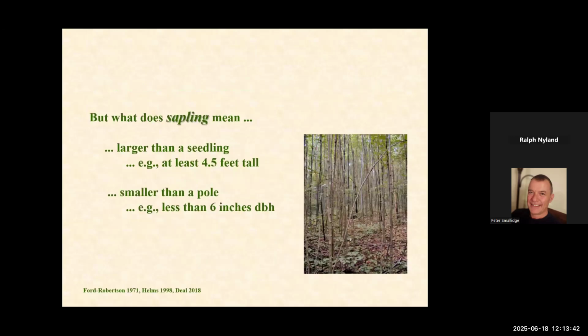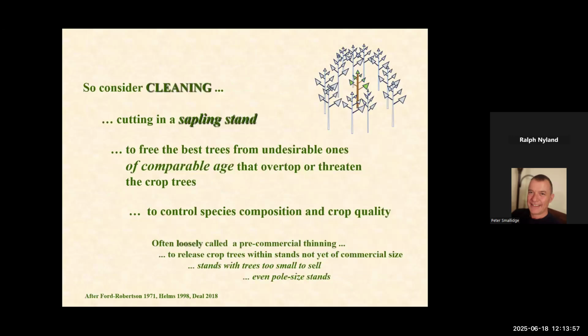Now, what does a sapling mean? It means by definition larger than a seedling, so at least 4.5 feet tall, but smaller than a pole, so less than 6 inches in diameter. So cleaning cuts in the sapling stand free the best trees from undesirable ones of comparable age that threaten to overtop or otherwise interfere with development of the crop species. So we do it to control the species composition and the crop quality.